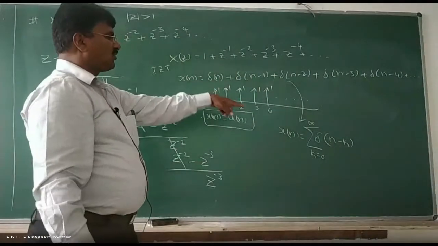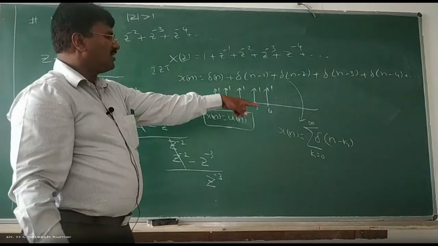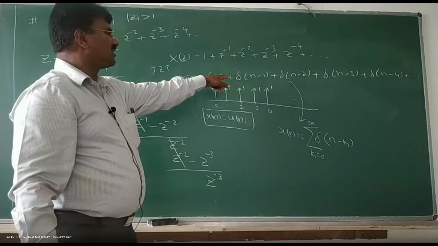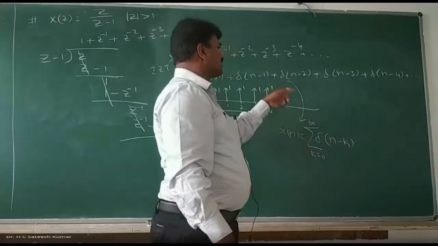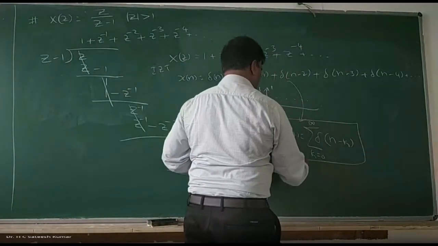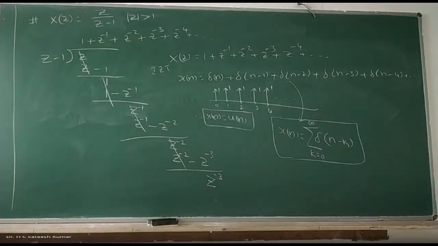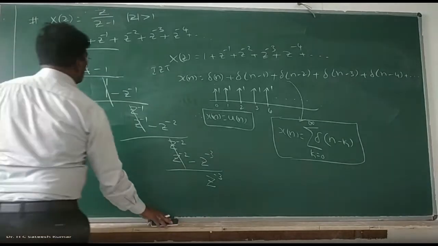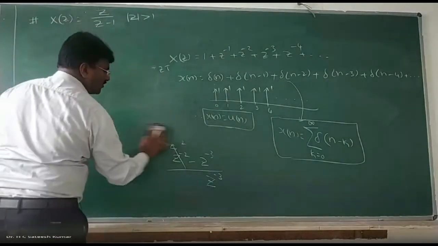K is equal to 0, you check it out. K is equal to 0, you will get delta of n. K is equal to 1, you will get delta of n minus 1. K is equal to 2. Summation means plus. So this is another way of representing the answer. Okay. This is how we should do it. So this is known as inverse Z transformation using the long division method. Same problem, let us say, I have this one. Okay, right?